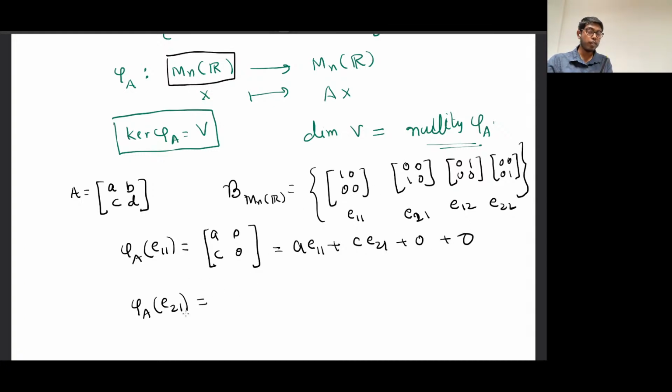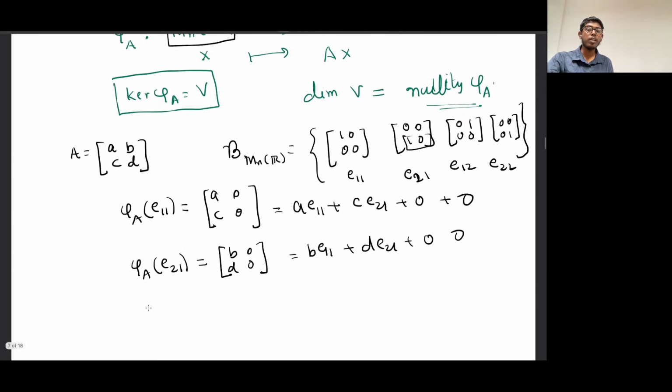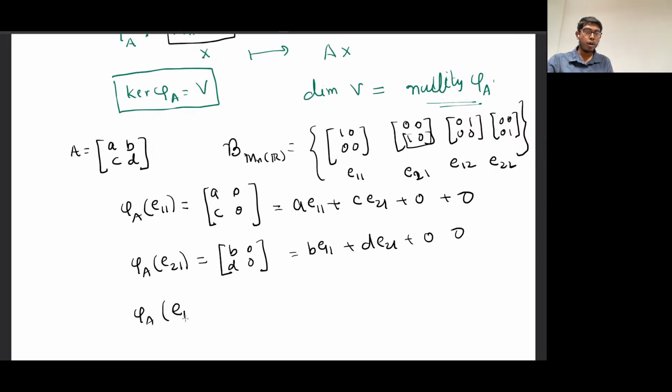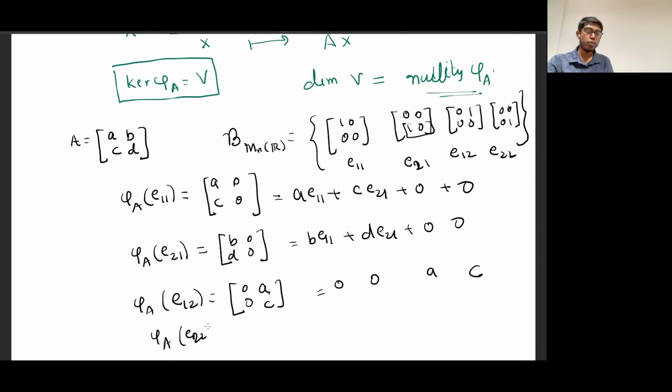And if you find out phi A of E21, you'll be getting B, D, 0, 0, which is equal to B times E11 plus D times E21 plus 0, 0. Similarly, phi A of E12 will be 0, 0, A, C. And finally, if you find out phi A of E22, you'll be getting 0, 0, B, D.